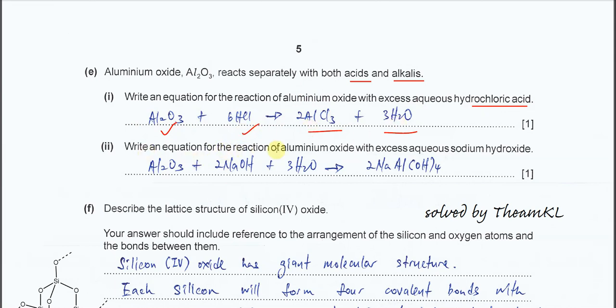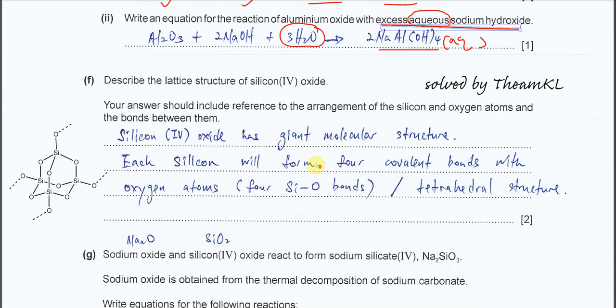Second, write an equation for the reaction of aluminum oxide with excess aqueous sodium hydroxide. You have to be careful here, because many candidates forget this part. Aluminum oxide with NaOH must be together with water. So when aluminum oxide reacts with NaOH and H2O, it will form this compound, which is soluble in water, aqueous: NaAl(OH)4.